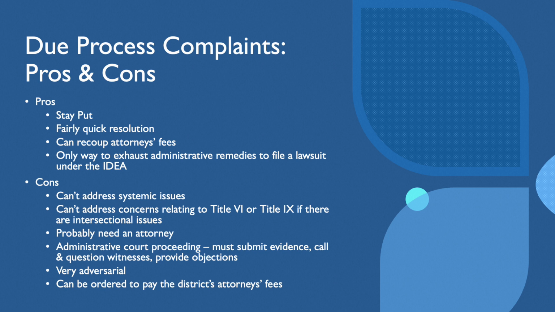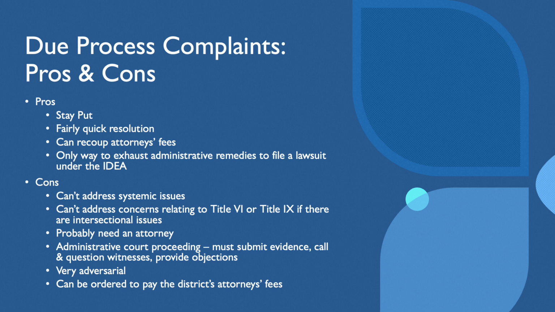A main pro of filing a due process complaint is the stay put provision, allowing a child to remain in the placement they are currently at until a decision is reached. Additionally, due process complaints can have a fairly quick resolution unless the decision is appealed, in which case the process may drag on for some time. Also, you can recoup attorney's fees in this process. Lastly, this process is the only way under the IDEA to exhaust administrative remedies if you wanted to pursue a lawsuit. Some cons to due process complaints are that you can't address systemic issues, as the remedies are typically individual.